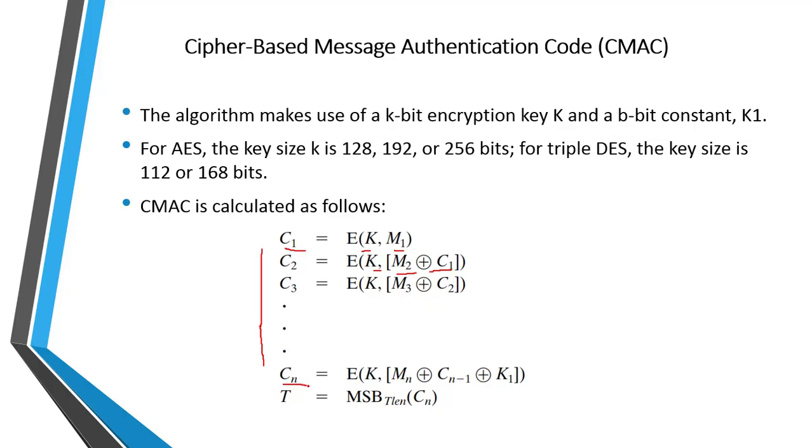Here T is the message authentication code, also referred to as a tag, and MSB Tlen(Cn) indicates the leftmost Tlen bits of Cn, that is the last output, which is considered as our output of the CMAC algorithm. So these are the different message authentication algorithms, that is HMAC, DAA and CMAC.